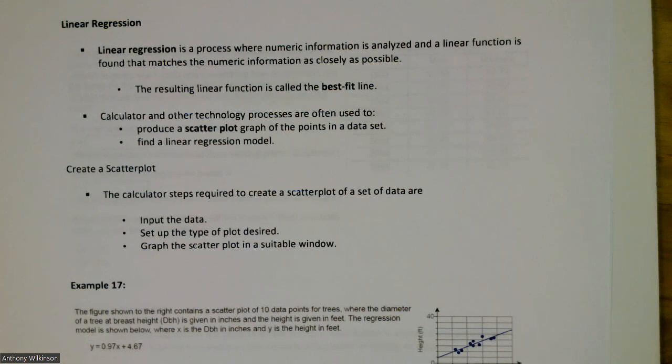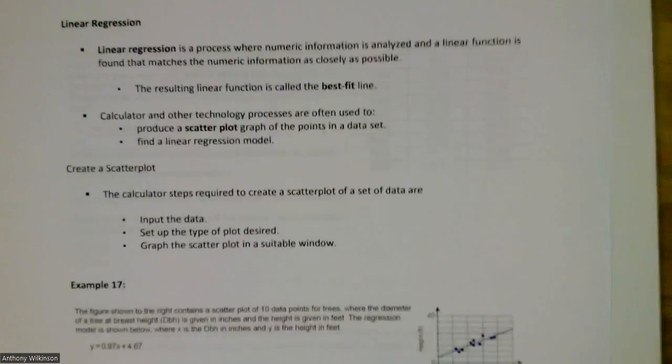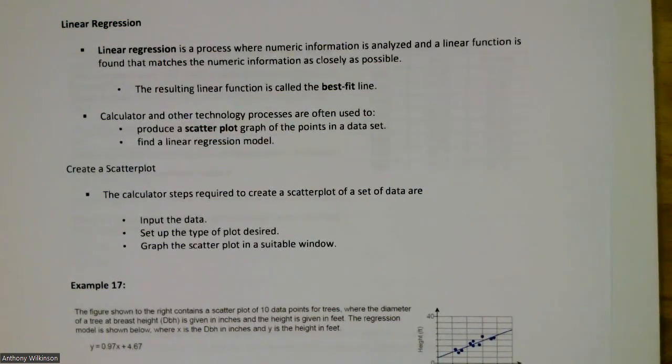So when we create a scatter plot, we always do this. We use the calculator steps to create a scatter plot of a data set, that is, to input the data, set the data type of plot desired, and then graph the scatter plot in a suitable window.